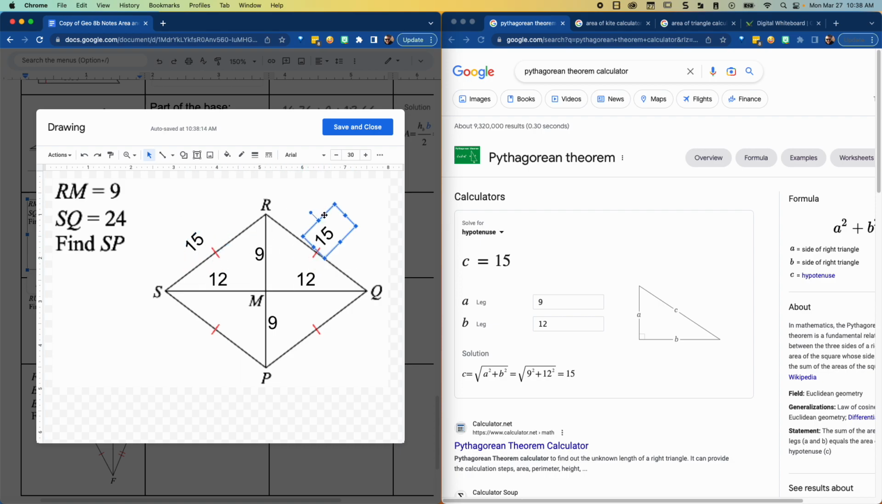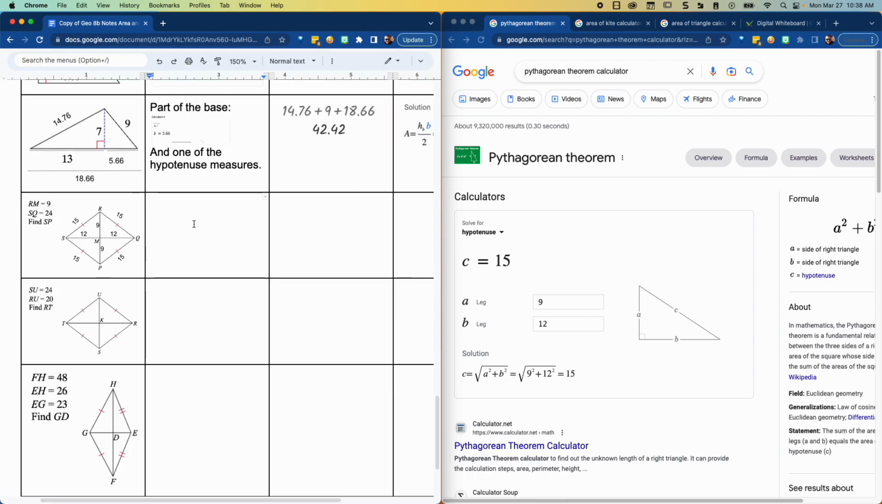And the neat thing about it is that that 15 is the same measure all the way around. That's what these little tick marks mean, these little perpendicular slashes. They're saying all 4 of those are equal. So it's 15, 15, 15, 15.